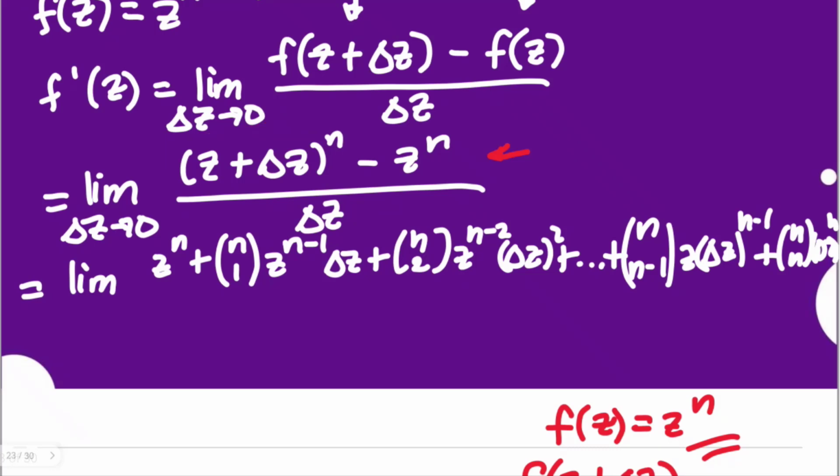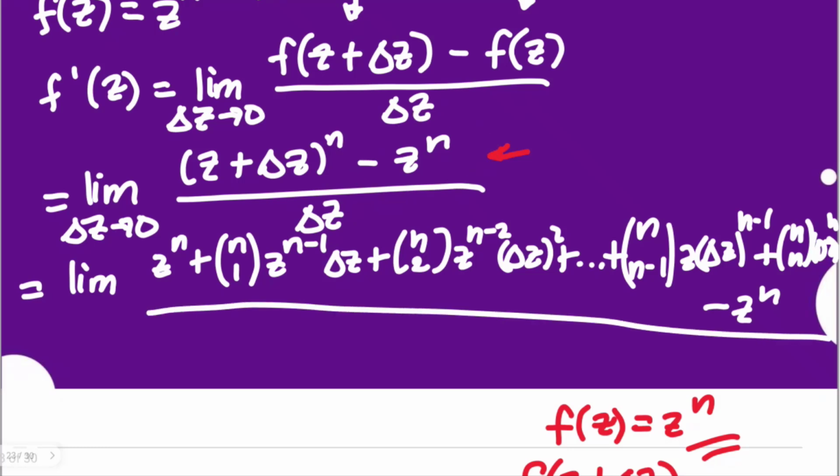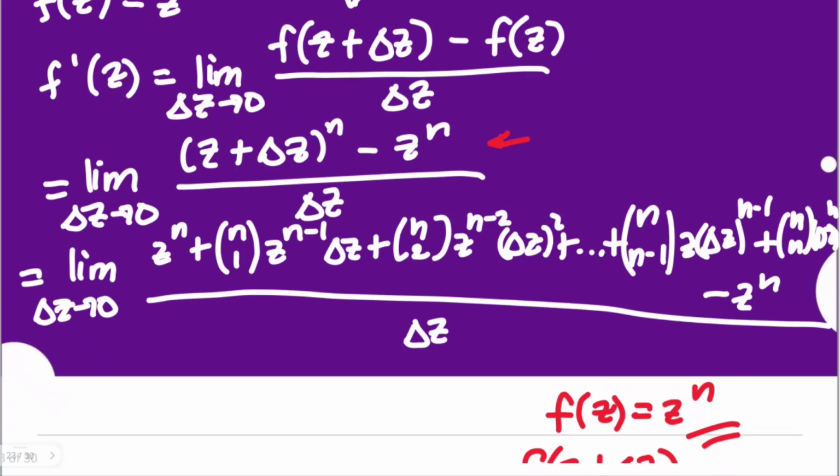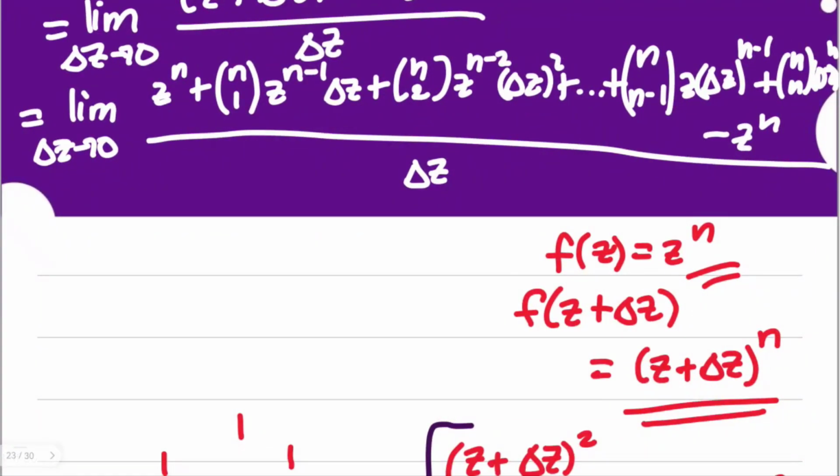But take note, you will still have here, allow me to write it here, minus z to the power of n, this item, and they are all over your delta z as delta z approaches 0. Now again, n is defined, but n is not exact, so we will have that form. Don't worry about that.